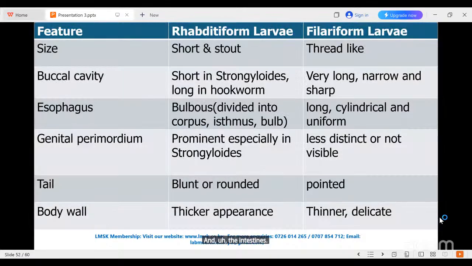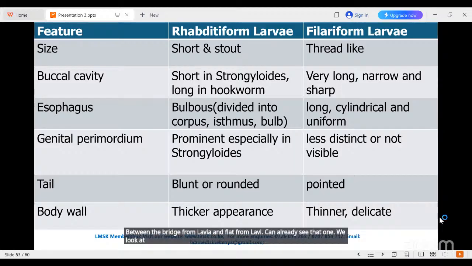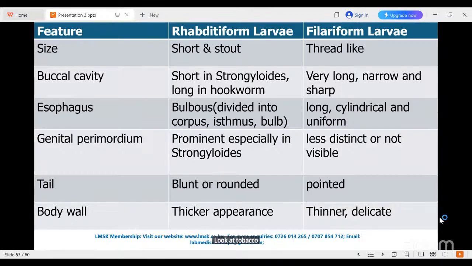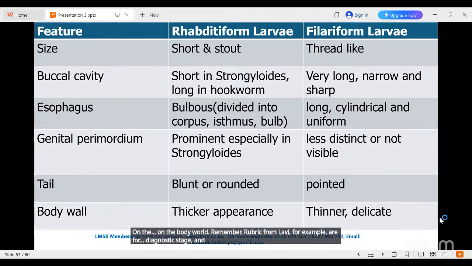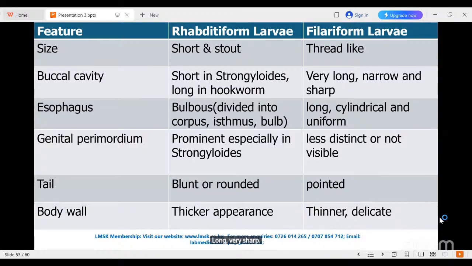This is a further explanation of the difference between rhabditiform larvae and filariform larvae. You can always see that. We look at the size, the buccal cavity, the genital primordium, the tail, and the body wall. Remember, rhabditiform larvae are the diagnostic stage, and filariform larvae are the infective stage. So it's tiny, long, very sharp, and very, very motile because it's the infective stage.